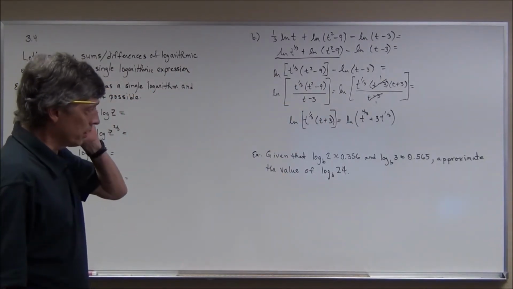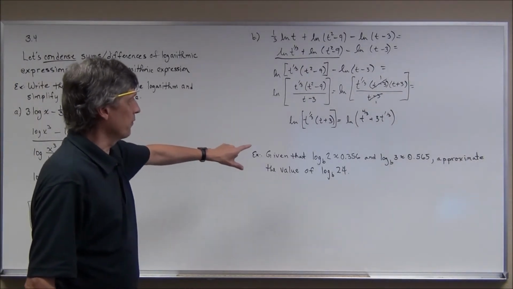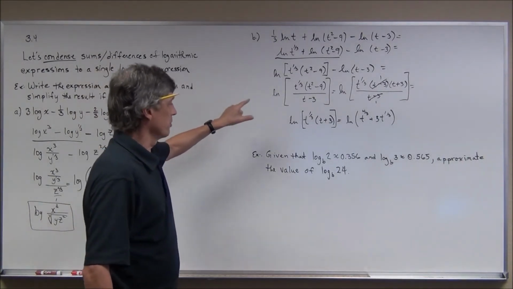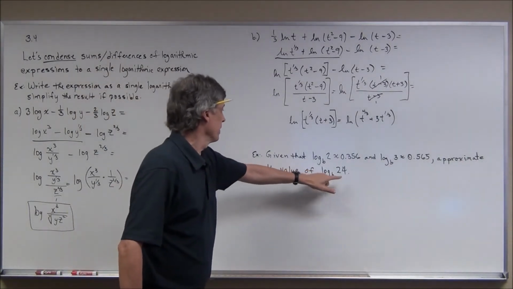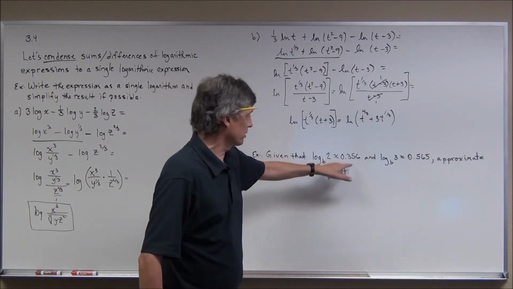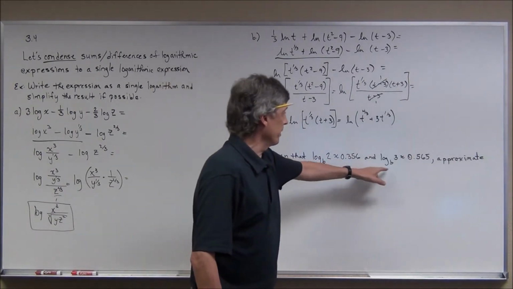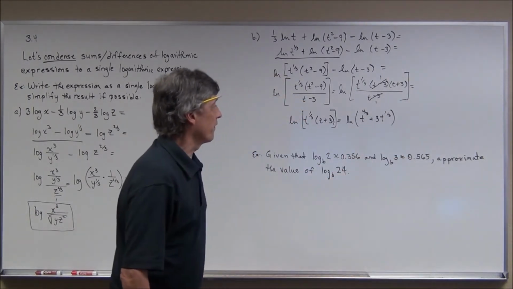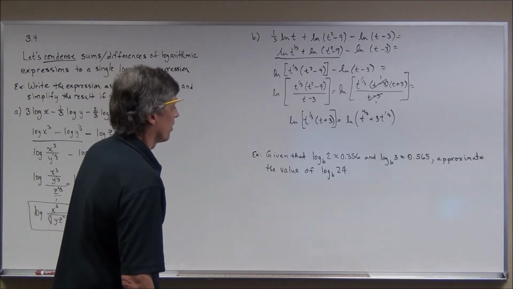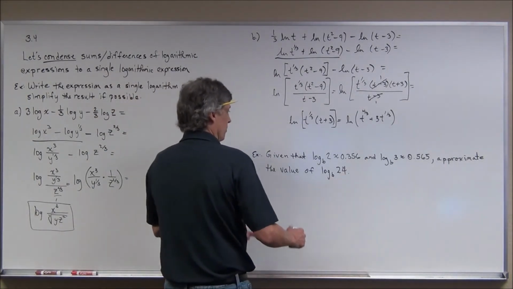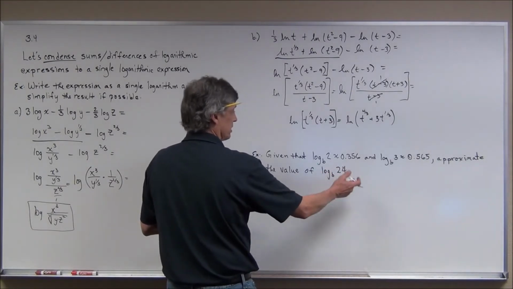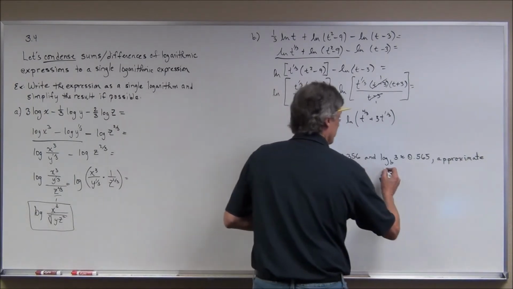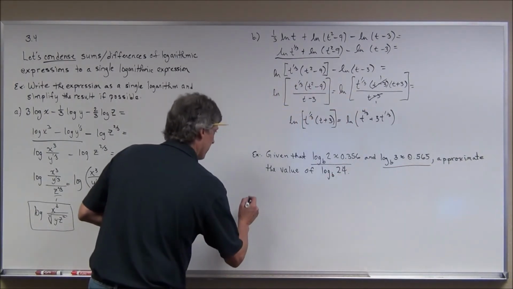This last example here on this part is a little bit different in that we're not given a variable logarithmic expression, but we have a number. It says given that the log base b of 2 is approximately 0.356 and the log base b of 3, notice the same base b, is approximately 0.565, we are to approximate the value of the log base b of 24. Now you say, well, I don't know what logarithm it is. Is it base 10? Is it base e? Is it base 5? We're going to use this and a little bit about what we know about numbers.